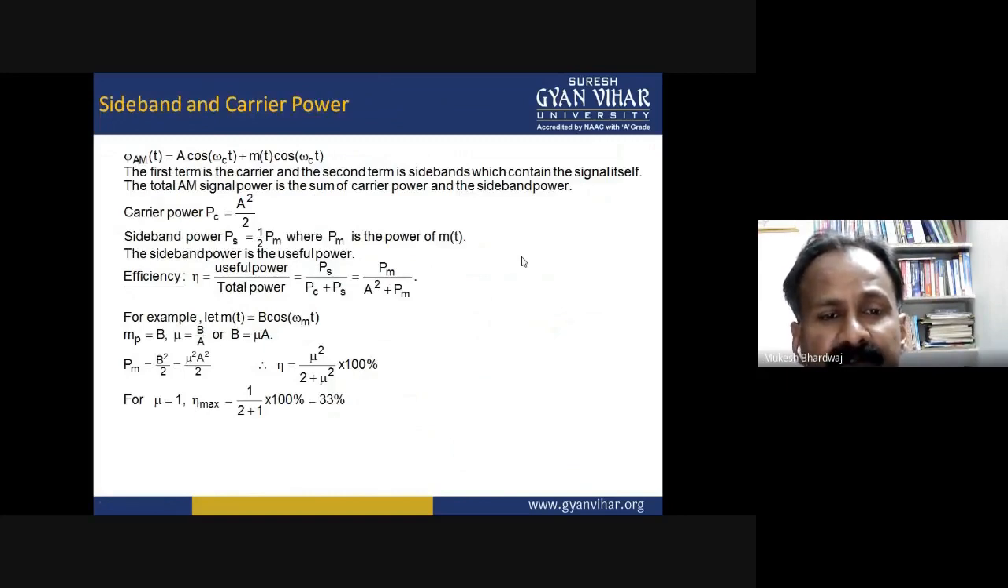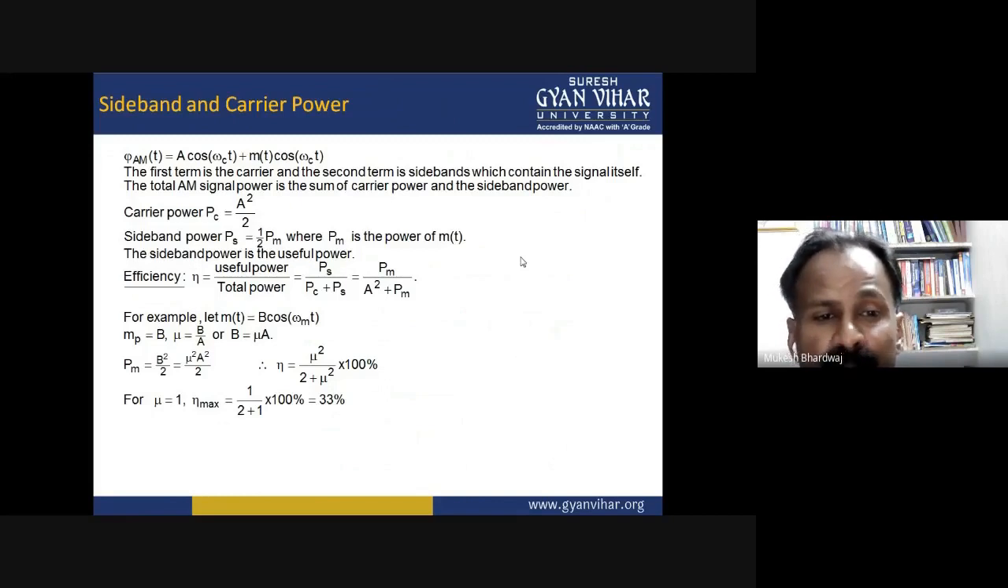Sideband and carrier powers, again important terminology. The first term is the carrier and the second term is the sideband, which contains the signal itself. The total amplitude modulated signal power is the sum of the carrier power and the sideband power. Carrier power is given by P_c equals A squared by 2, and sideband power is equal to 1 by 2 P_m, where P_m is the power of m(t), that is the message signal. Sideband power is the useful power. Now the efficiency, the output upon input. So eta is given as useful power upon the total power, and this comes out to be P_m upon A squared plus P_m.